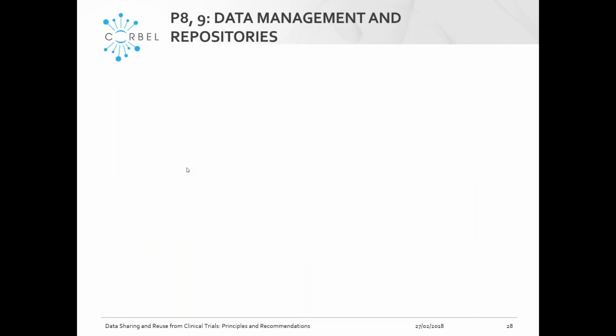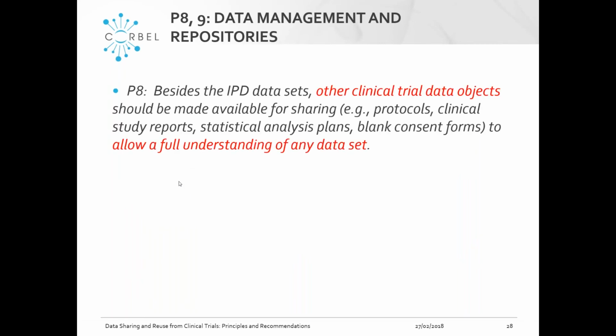So the first is relatively uncontentious. We are saying essentially that if you're going to share data, that's fine, that's one thing, but you also need to share the documents associated with the study for people to make sense of that data. In particular, protocols, but also things like statistical analysis plans, CSRs if they exist, patient information sheets, etc. The whole gamut of documents that a trial produces needs to be shared as well. And in general, we would say that they can be shared much more easily than the data itself. Generally, they can be shared publicly and shared more easily.